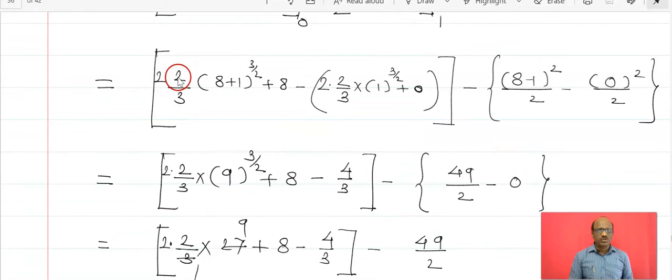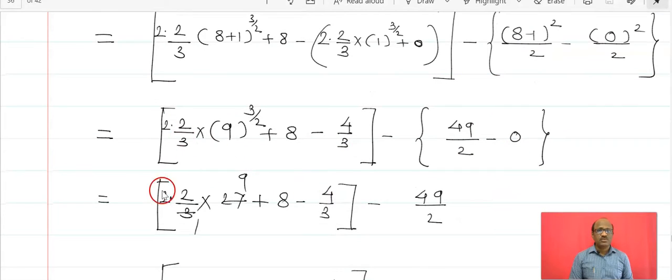Now see this here, 2 into 2, 4. That is 4 upon 3, or 2 into 2 by 3, 9 raised to 3 by 2 plus 8 minus. What about here? 2 into 2, 4, 4 upon 3, minus (8 minus 1). That is 7, 7 raised to 2, 49 upon 2 minus 0.